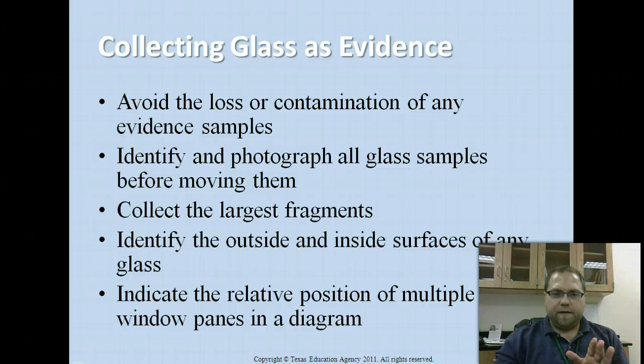And final things with collecting glass evidence. You need to first photograph it. Don't touch anything until you have photographed it and identified it. Collect large fragments first, as those are going to be the most important. Make sure it is identified and marked which side was the inside and outside, because that would get confusing quickly when you're trying to put it back together in a criminalistics lab. You also need to determine and try to diagram where it came from, what windows were there.